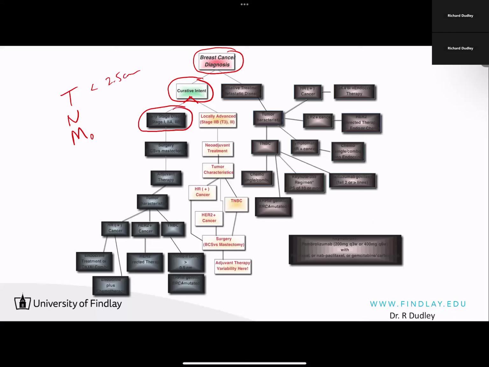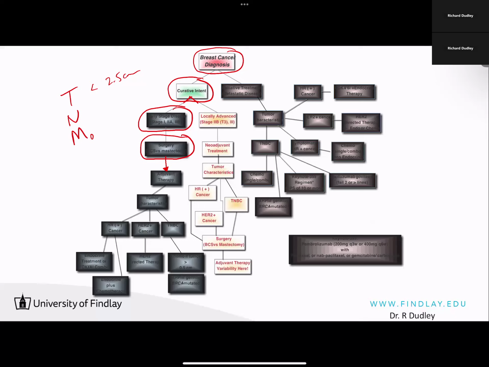Early stage disease, we typically are going to approach this patient with a surgical procedure, a breast conserving procedure like a lumpectomy, or the patient's going to get a mastectomy. That's sort of up to them. After surgery, we are going to follow that up with adjuvant therapy. Adjuvant therapy is what we give after a patient has had a definitive treatment approach, being the surgery here.